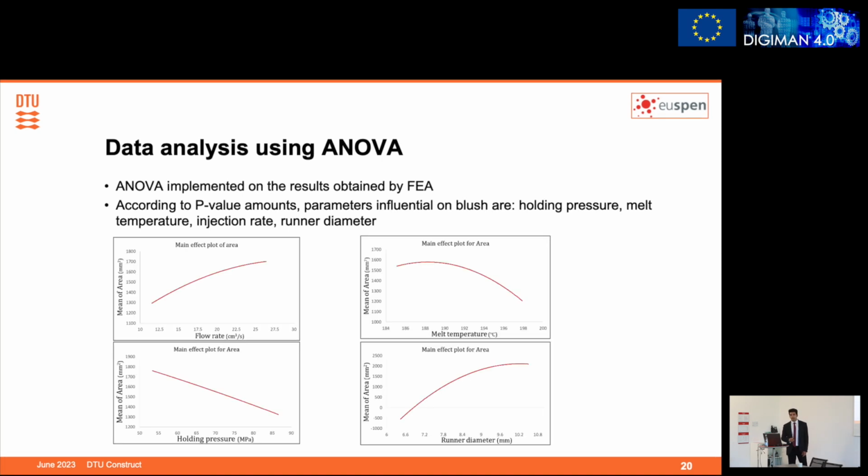And here you can see the manner of effect of each of those 4 influential factors on the area of blush defect. For example, if we increase the flow rate, the area of blush defect will increase. If we increase melt temperature, the area of blush defect first starts to increase slightly, then dramatically decreases. And the same for the other 2 factors.